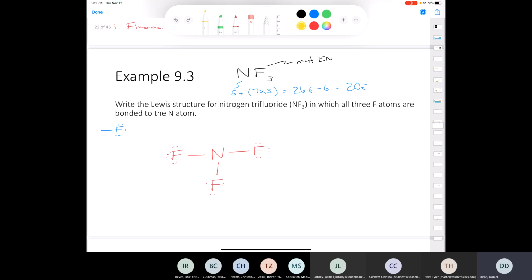Well, if I've used up 24 electrons and I have a total of 26, the last 2 electrons are going to go on the nitrogen like this. Now the nitrogen is surrounded by 1, 2, 3, 4, 5, 6, 7, 8. So the nitrogen has a complete octet. All of the elements have a complete octet. All of the electrons are accounted for. And my least electronegative element is in the center. This is a perfect Lewis structure. Nothing wrong with that.